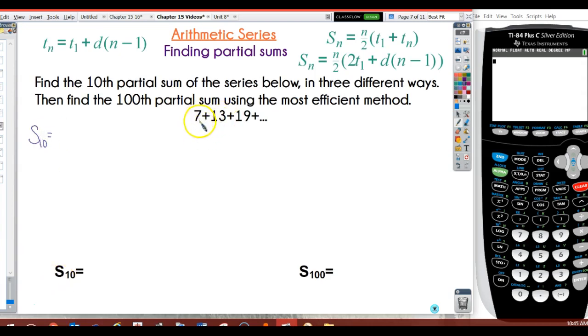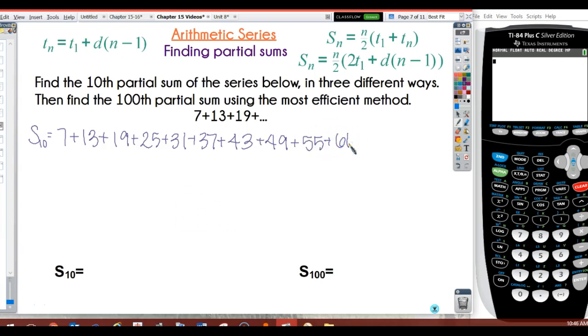So you can see that this is arithmetic because we are adding 6 each time to get the next term, so we're going to continue that pattern to get all 10 terms. And so then we'd have 25, 31, 37, 43. So we're at 1, 2, 3, 4, 5, 6, 7 terms. We need 3 more. 49. We would have 55 and 61.